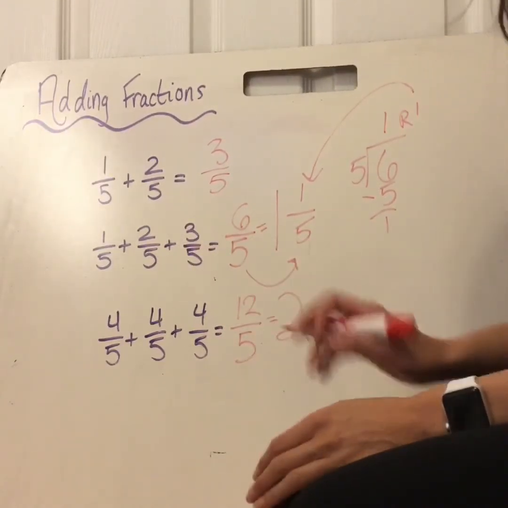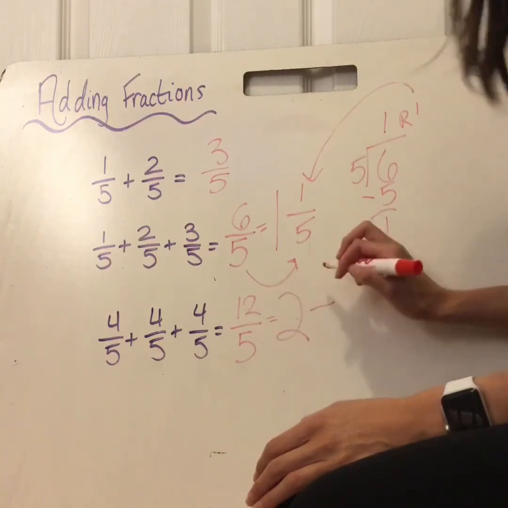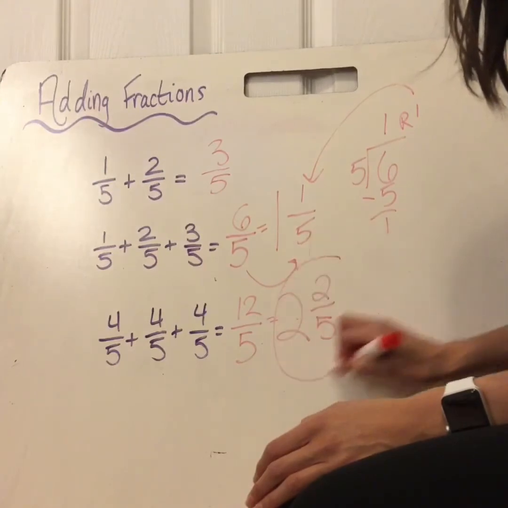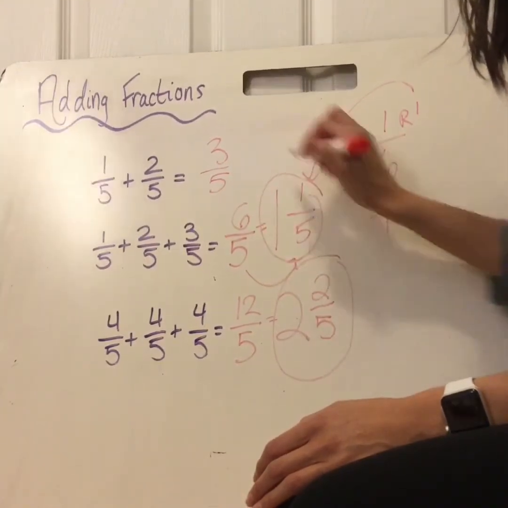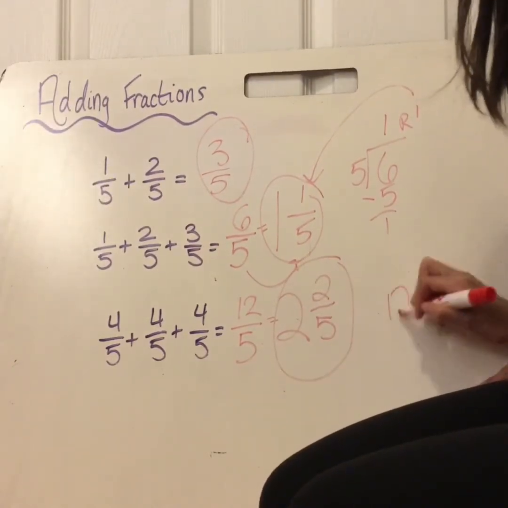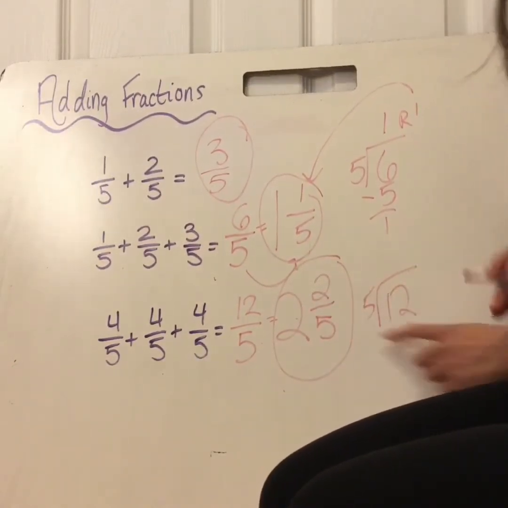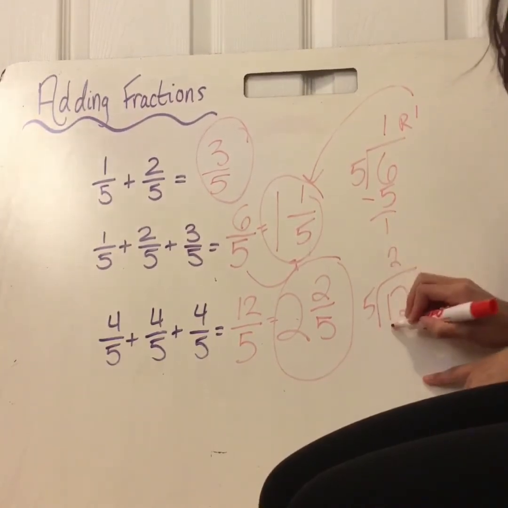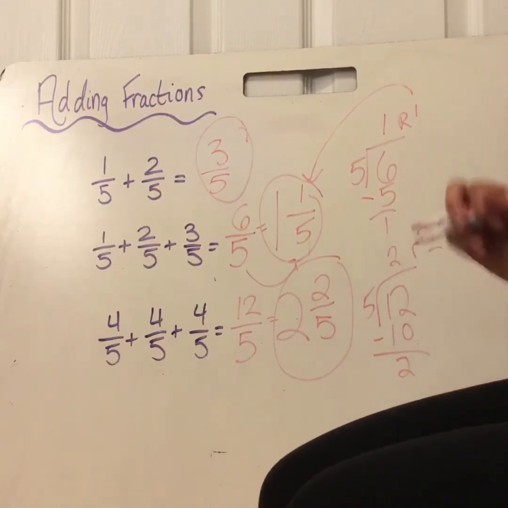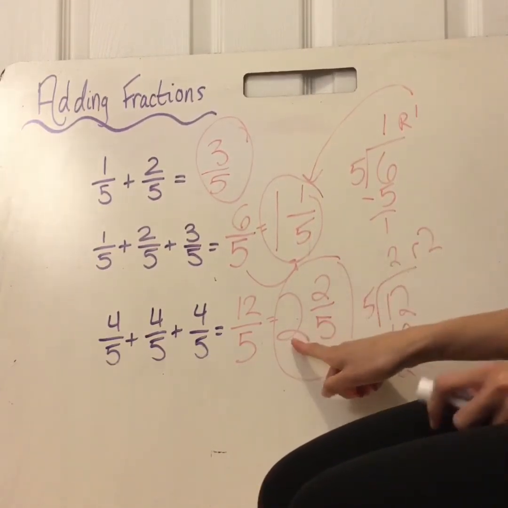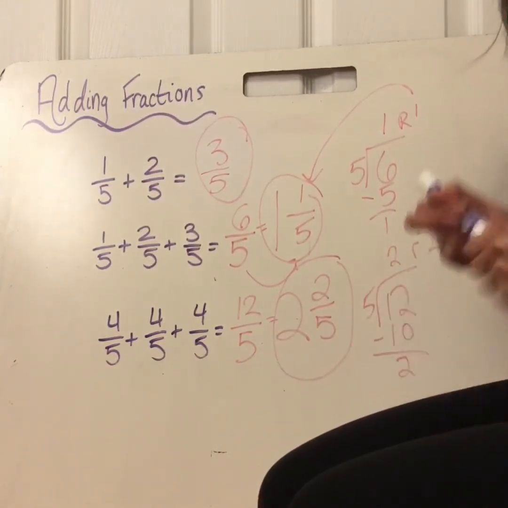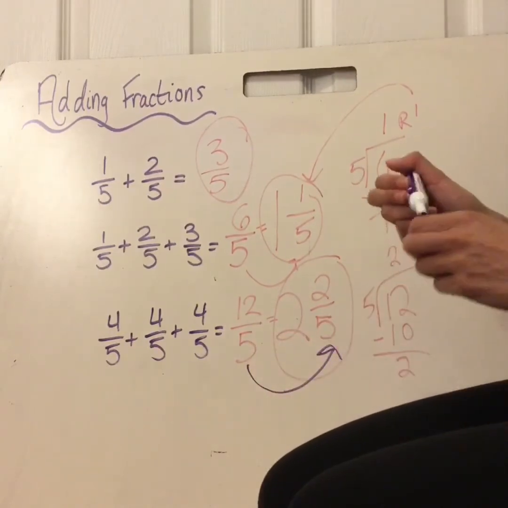5 times 2 is 10. 12 minus 10 is 2, and the denominator stays the same. So once again, if I went too fast for this one, we do 12 divided by 5. 5 can go into 12 2 whole times, which is 10. Subtract away, 2 is our remainder. This 2 is the amount of whole times that 5 can go into 12. 2 is the remainder, the denominator just stays the same.